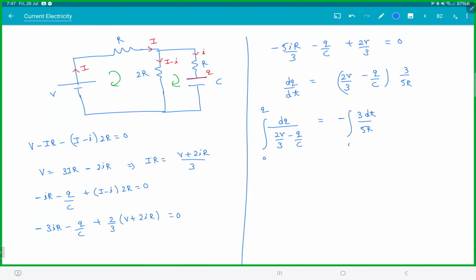Integrate this. Two V by 3 minus Q by C by 2V by 3. So minus won't come. 2CV by 3, 1 minus e power minus 3t by 5RC. Fine. Yeah, Lakshika, you got it.